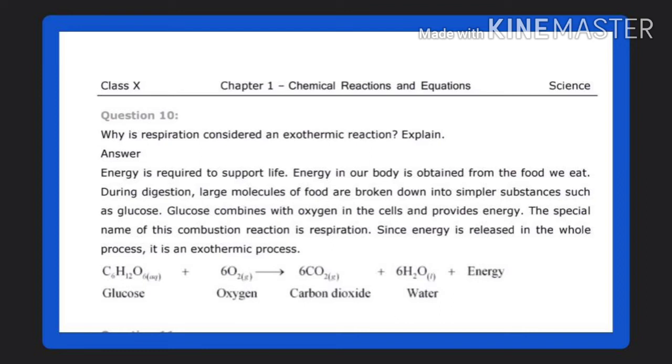The special name of this combustion reaction is your respiration reaction. Since energy is released in the whole process, it is an exothermic process. So your glucose takes the oxygen that you breathe in, converts it into carbon dioxide, water and energy. Water and energy you use and carbon dioxide you expel out.